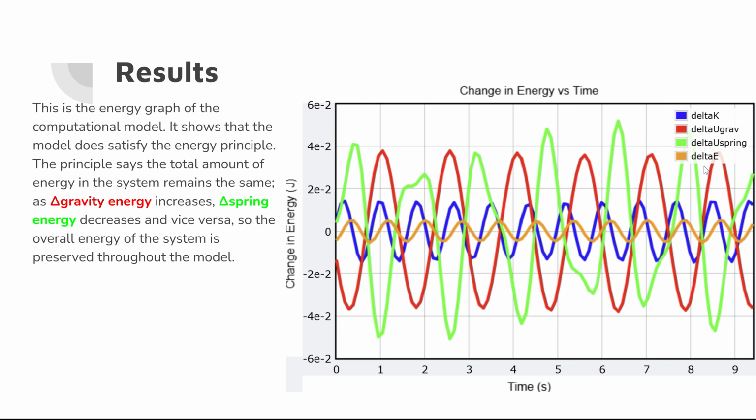So our results. This is the energy graph of the computational model. It shows that the model does satisfy the energy principle. The principle says the total amount of energy in the system remains the same. As gravitational potential energy increases, in the red, you can see spring energy decreases, which is the green, and vice versa. So the overall energy of the system is preserved throughout the model.